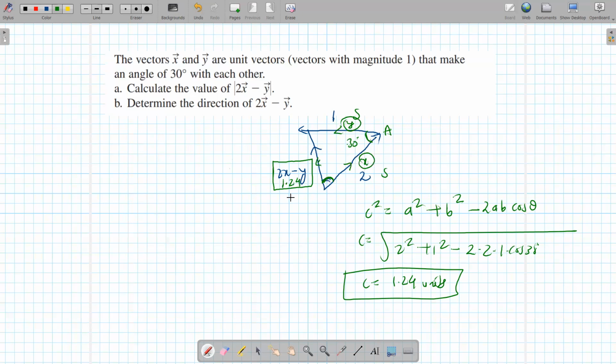I'll give it to you. So now for this one, you're going to have to use the sine law. Okay? You use the sine law. When do you use the sine law?